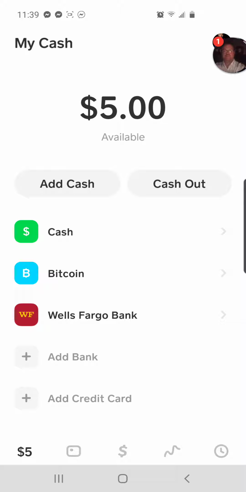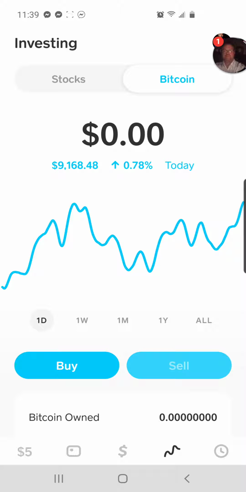A lot of people think you just push the Bitcoin button there and you can do something there, but that is not where you want to go. So look at the bottom where the little squiggly line is, talking about the charts, the graph, if you would, how the rise and fall of Bitcoin would be. It's in between the dollar symbol and what looks like a clock on the corner. So we're going to mash that little squiggly line, and it brings us here to where it says investing.